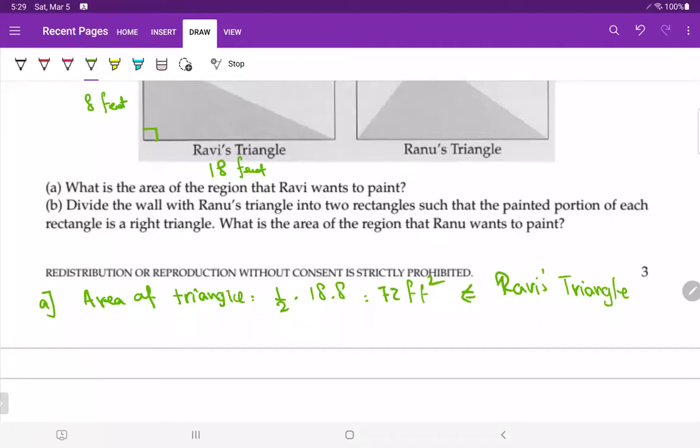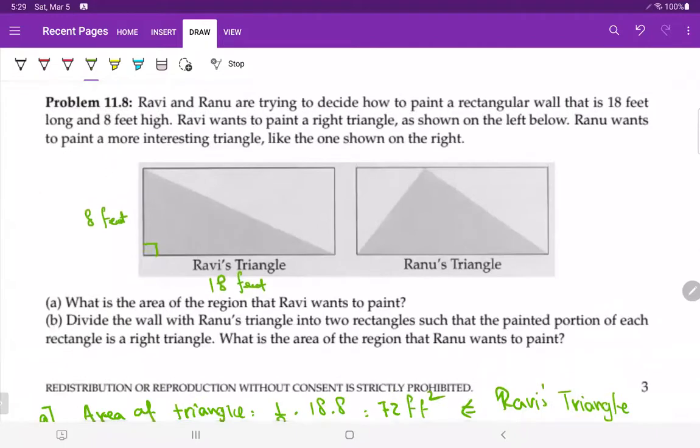Ranu's triangle, we need to work on it because it's not clear what's happening. So what we're going to do is divide this again into two parts. This is the first part. So this is 90 degrees. Now we are going to find the area of the gray triangle on the right-hand side and the gray triangle on the left-hand side. So we know that this is 8, we know that this is 18. So this is 8, this is 8. Do you agree?